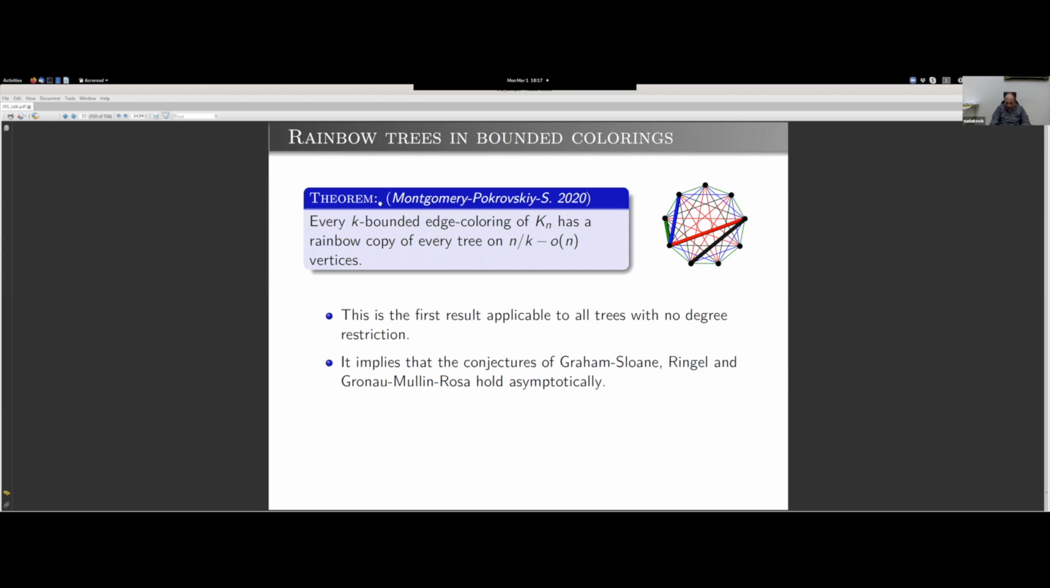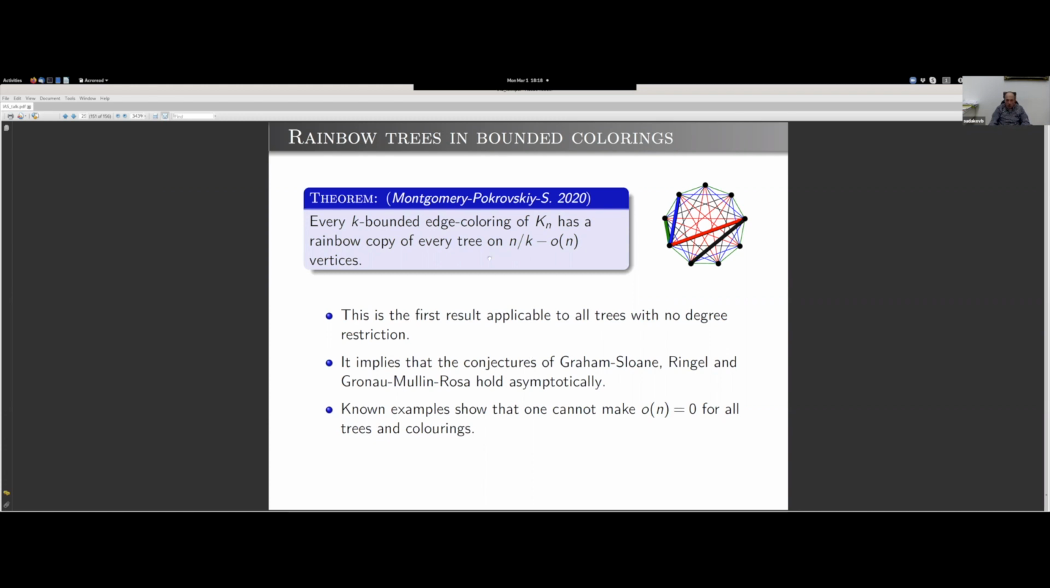Finally, let me mention that in this generality, this result is best possible. So I've already said that obviously the tree cannot be of size n over k, but I also want to mention that there are examples which show that the error term cannot be zero. So in particular, there are proper colorings of the complete graph where you cannot find a rainbow Hamiltonian path, right? So you cannot find a rainbow spanning path in this coloring, okay?